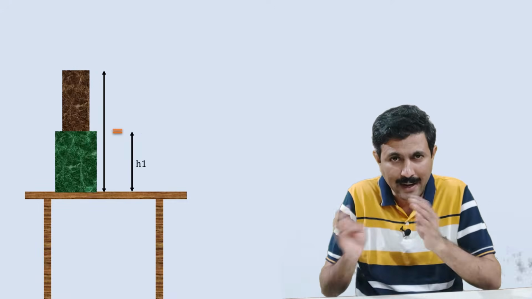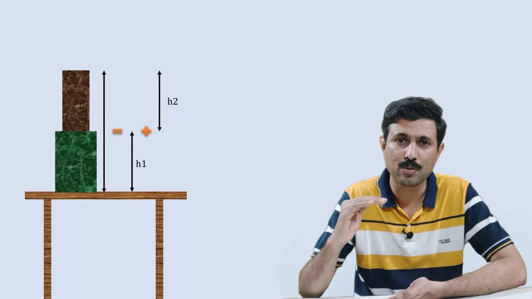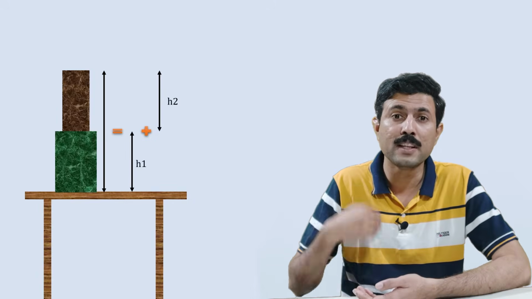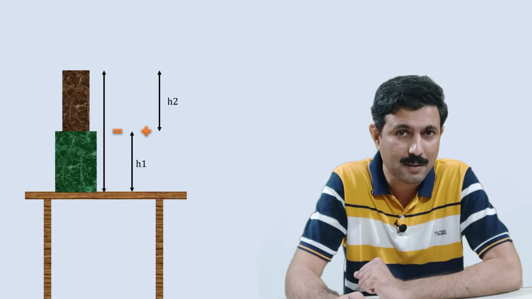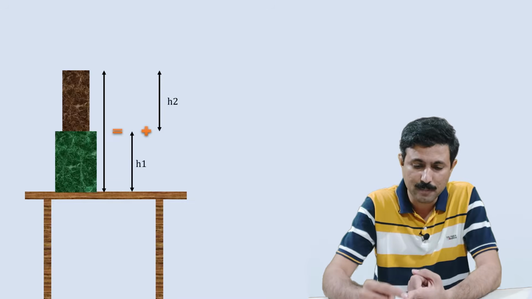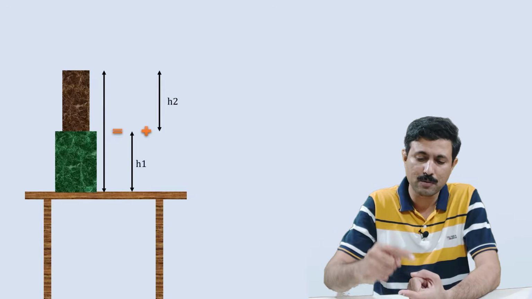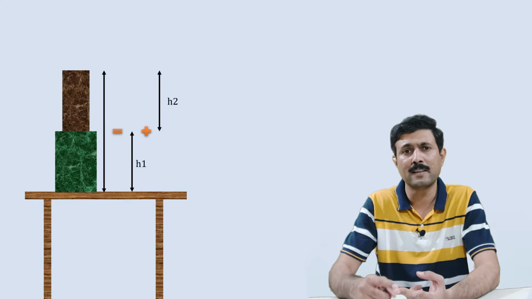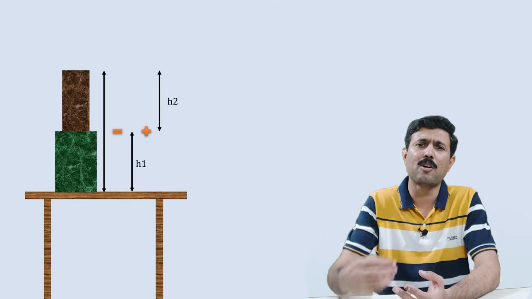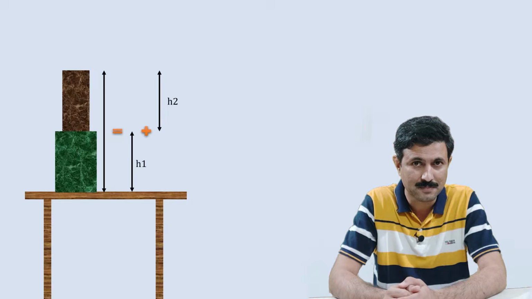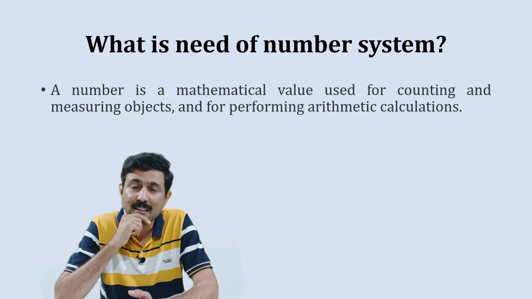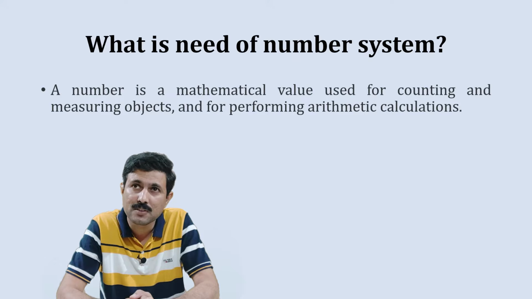Second, you know the height of one object and the other object. So what will you do? You will add those heights and get the total height. So in order to do an arithmetic operation like addition, you require a number system. For exchange of money, for height measurement, weight measurement, length measurement, for any arithmetic operation, you require a number system. Okay, so this is the reason why we require number system.